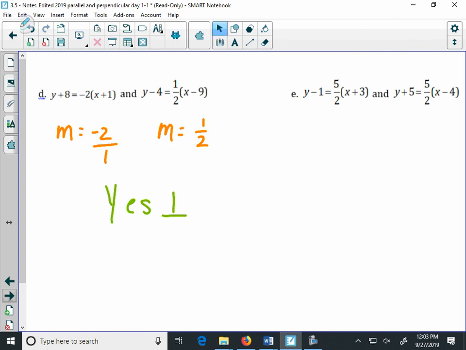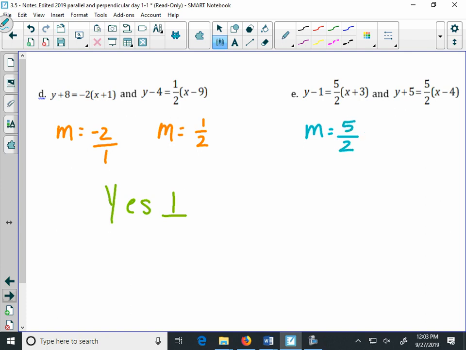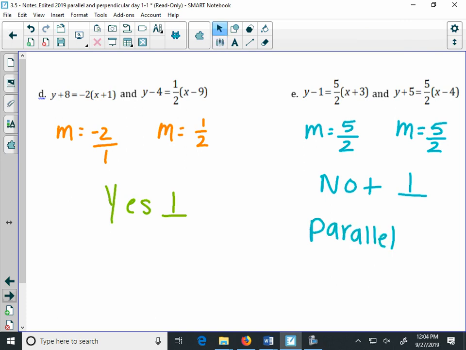What about E? What's the slope of the first line? 5/2. What's the slope of the second line? 5/2. Are these perpendicular? No, they're actually what? Parallel. Okay. So they're not perpendicular. They're actually parallel. Questions over that?